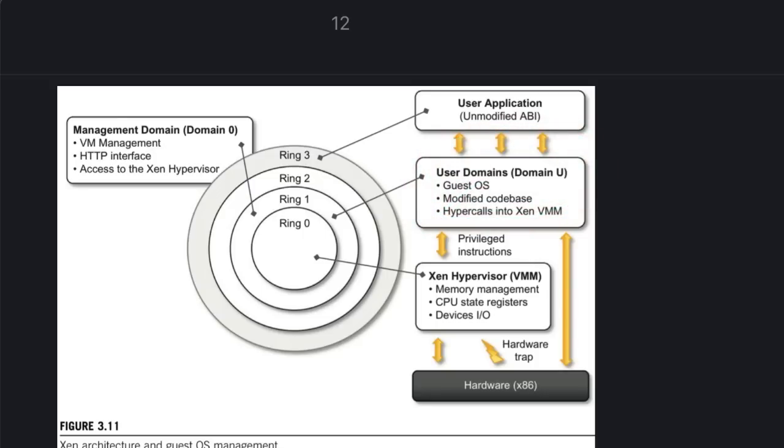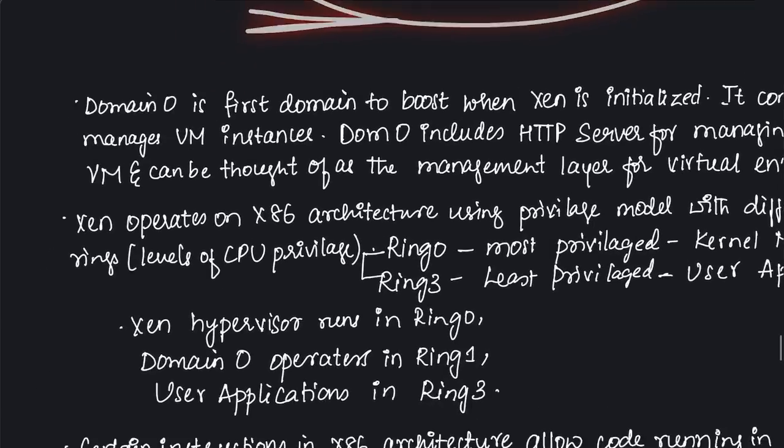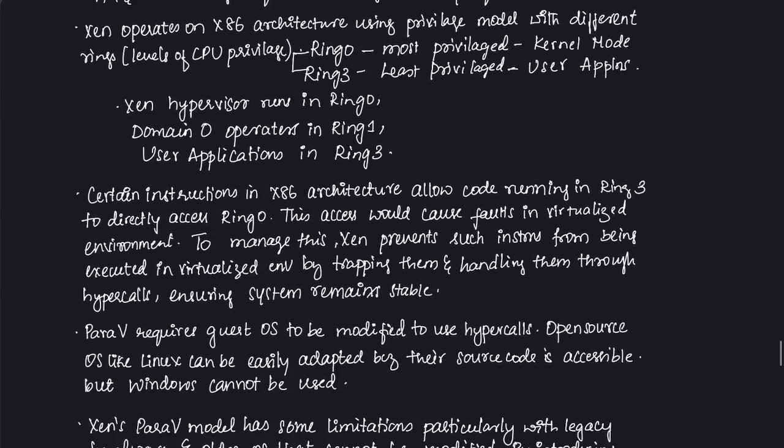Then lastly, we have the privilege rings: ring 0, ring 1, ring 2, and ring 3. Ring 3 is the least privileged, where the user domains will run. So the guest operating system in these domains will operate with limited privileges, relying on the Xen hypervisor to perform privileged operations on their behalf. So that's how this entire figure, or the Xen architecture, works. Here I have mentioned all the points.